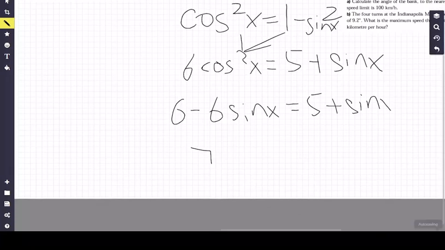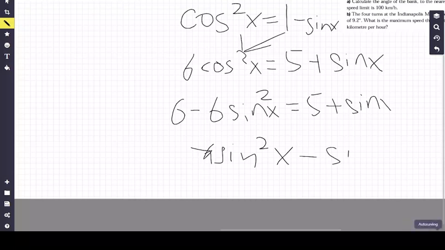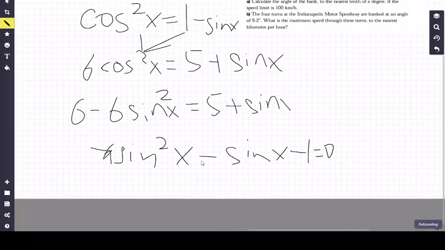So this will become 6 minus 6 sine squared x. So now that's a quadratic. So instead of having this, 6 sine squared x minus sine x minus 1 equals 0. Now you go ahead and do the factoring, and then you will get two things.